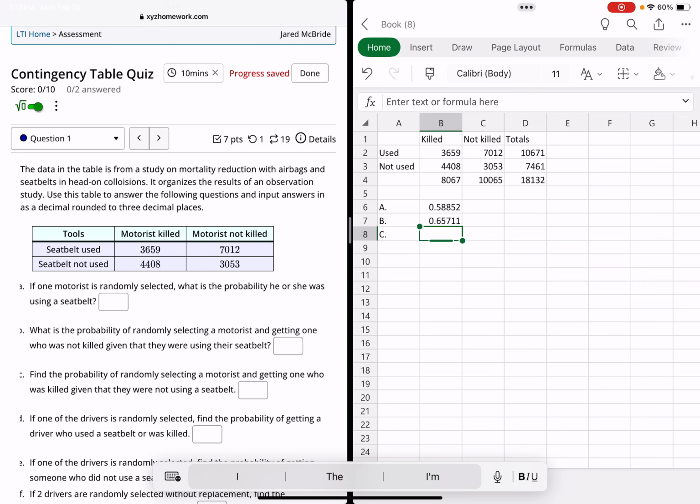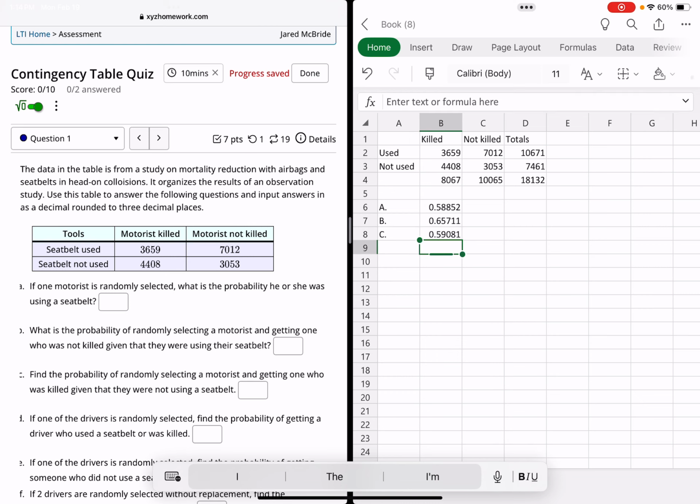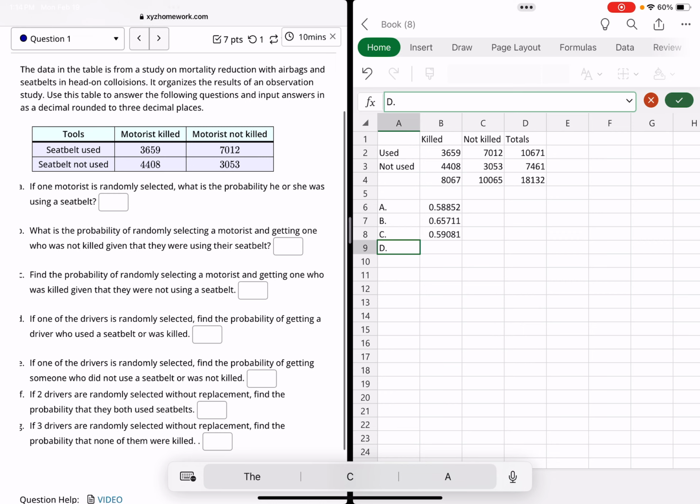Okay, now C: find the probability of getting a motorist who was killed, given they were not using a seatbelt. So that's that. Okay, equals that over that. All right, D. Let's see, A, B, C, D.